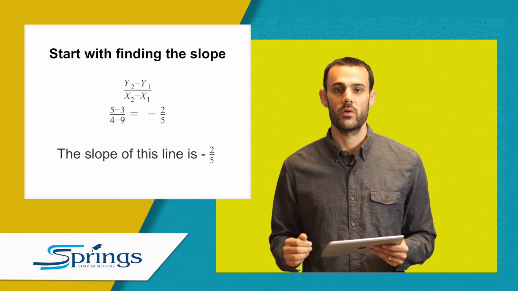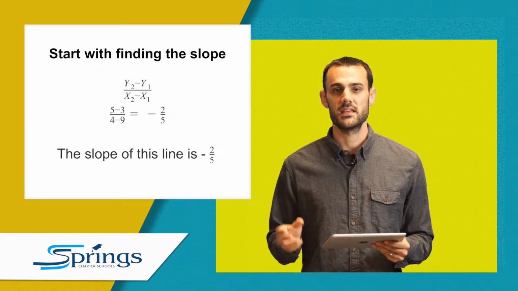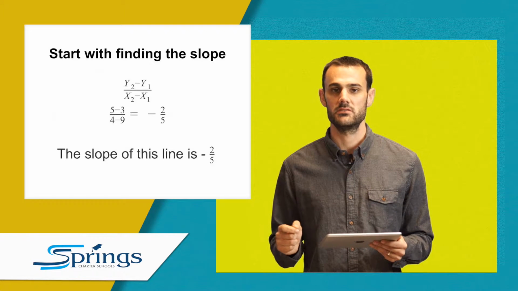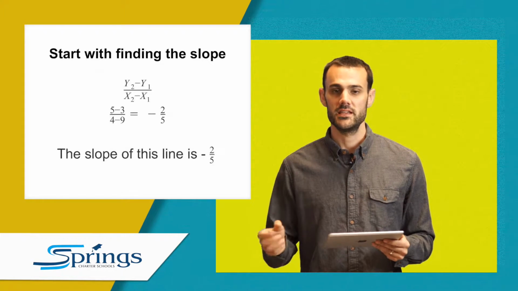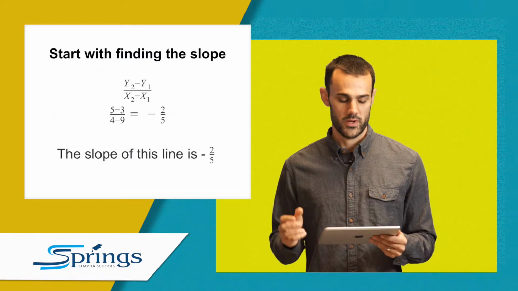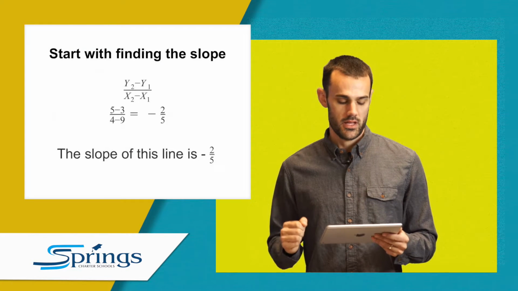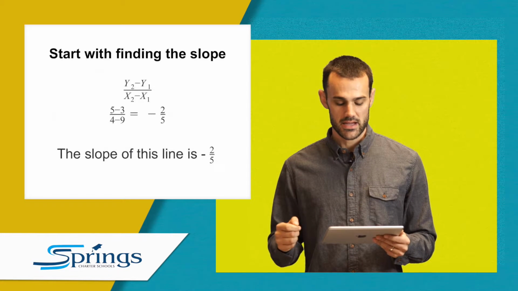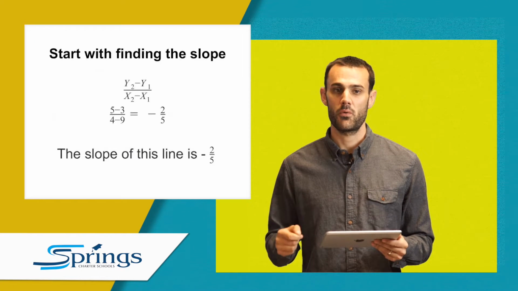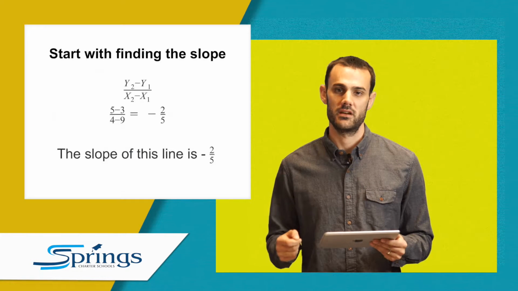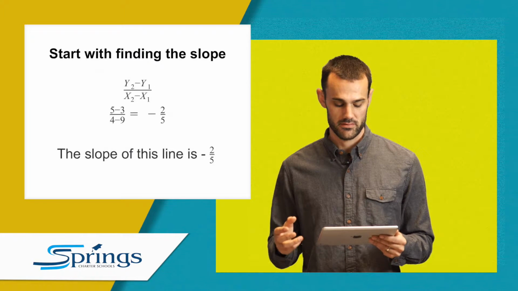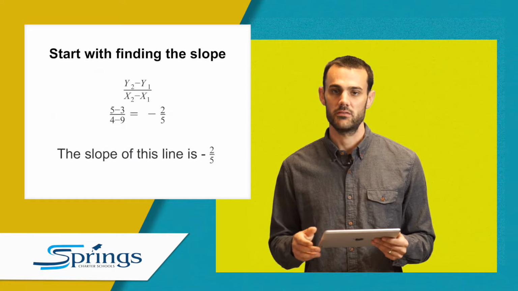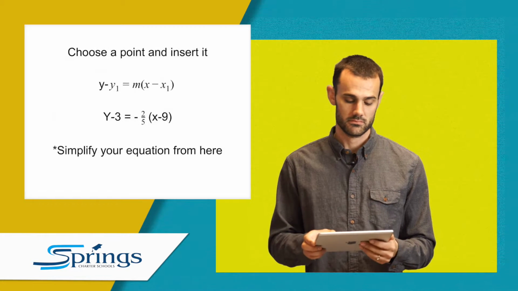So as always, we start with finding the slope, and we're using that same formula, y2 minus y1 over x2 minus x1. Let's insert the values from the points we have. We get 5 minus 3 on top and 4 minus 9 on the bottom. This results in us having a slope of negative 2 over 5. Since 4 minus 9 results in us having a negative number, the entire slope will be negative. So again, the slope of this line is going to be negative 2 over 5, or negative 2/5.